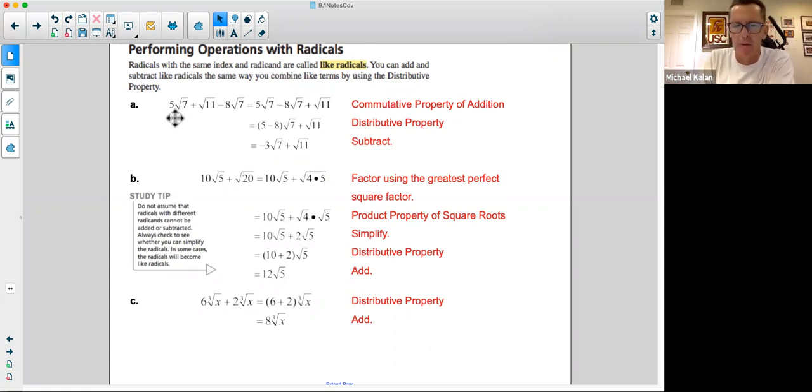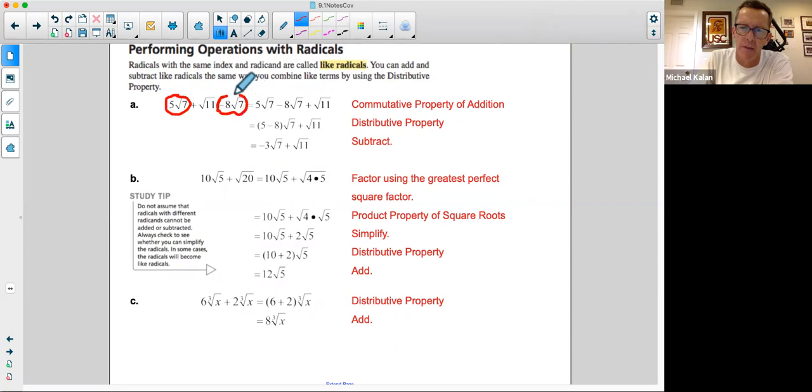So first of all, can I do anything to simplify 5 root 7 by itself? No. What about square root of 11? No, no perfect square factor in that. And negative 8 root 7, no, we can't. But we do have two like terms, right? So another way of thinking of this is we could say, that's like 5x. This is like negative 8x, right? We always take the sign with it. And we can combine those to make negative 3 root 7. And then this plus 11 just gets added on, because it's not a like term.